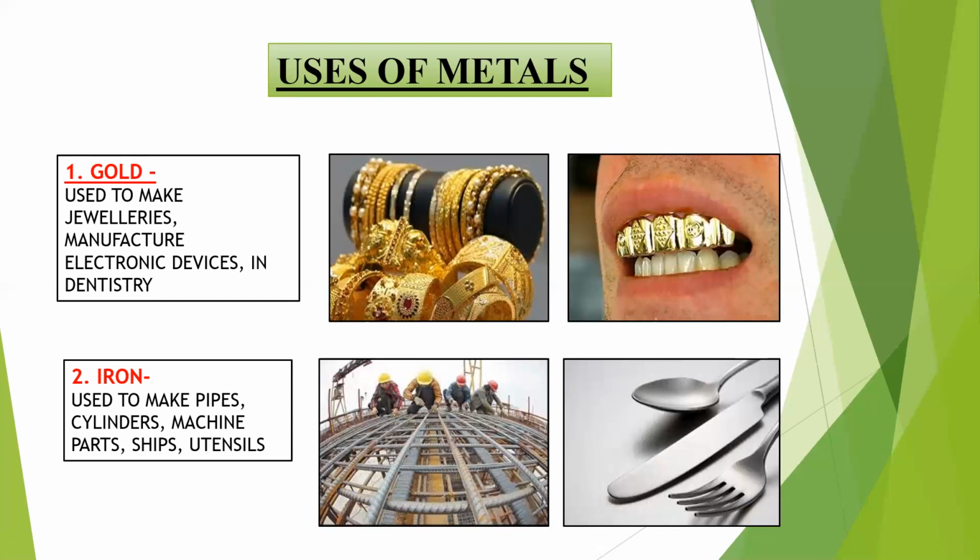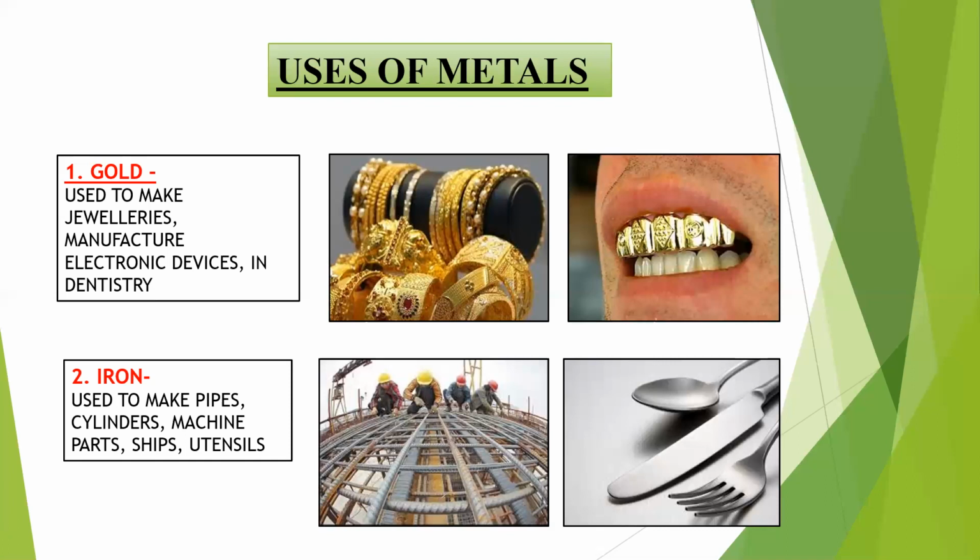Now, keeping in mind these properties, we are learning about its uses. And remember, iron is a very hard metal. It is used to make very hard substances. That is why generally iron finds its use to make pipes, tanks, cylinders, agricultural tools, nails, wire meshes, railings, furniture.